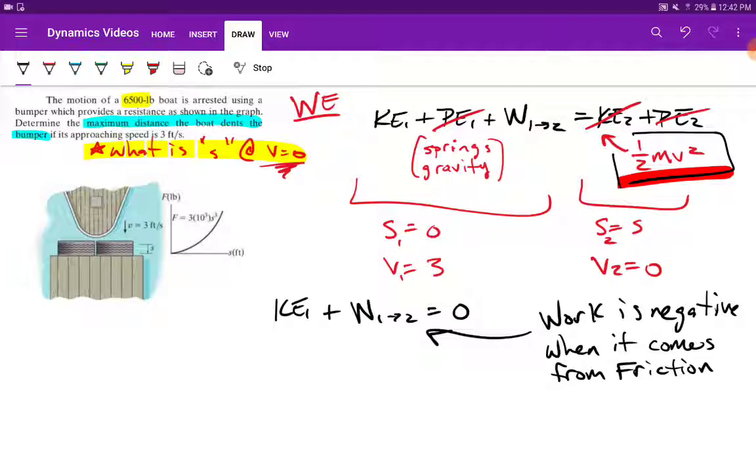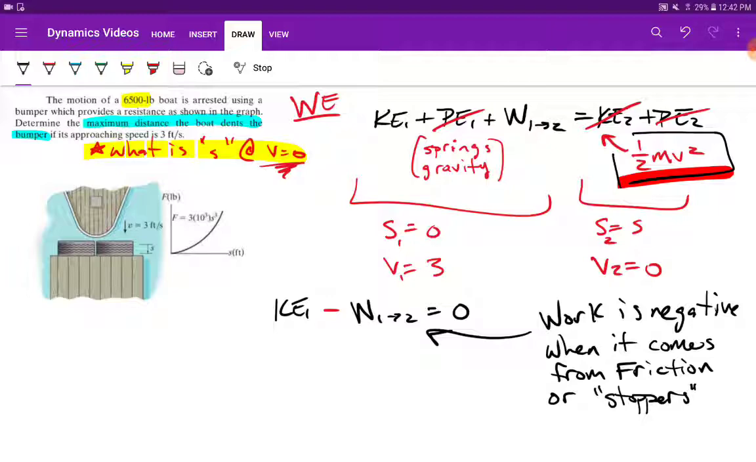In our case, the boat is moving at 3 feet per second, and it's going to slow down to 0 feet per second. That energy is being drained out of the boat via the tires. The tires are draining the boat of its energy. So it comes from friction or, quote unquote, stoppers, because technically that's what we're working with, some sort of stopper. Because of that, we know the work is actually negative. So I'm going to rewrite this term. Instead of putting plus, I know work is negative, so I'll put a minus right there.